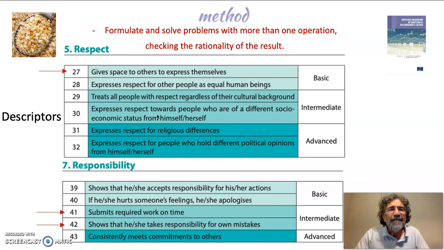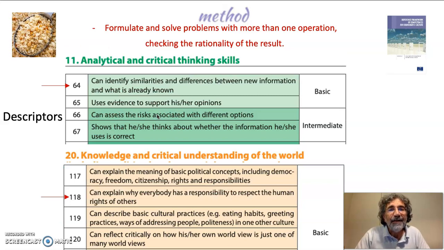Let's have the example, the same example. From respect, we can choose give space to others to express themselves. From responsibility, we can choose either submit required work on time or shows that he or she takes responsibility for own mistakes. Under analytical and critical thinking skills, identifying similarities and differences between new information and what is already known is handy for our intended learning outcome. And about knowledge, can explain why everybody has a responsibility to respect human rights of others.